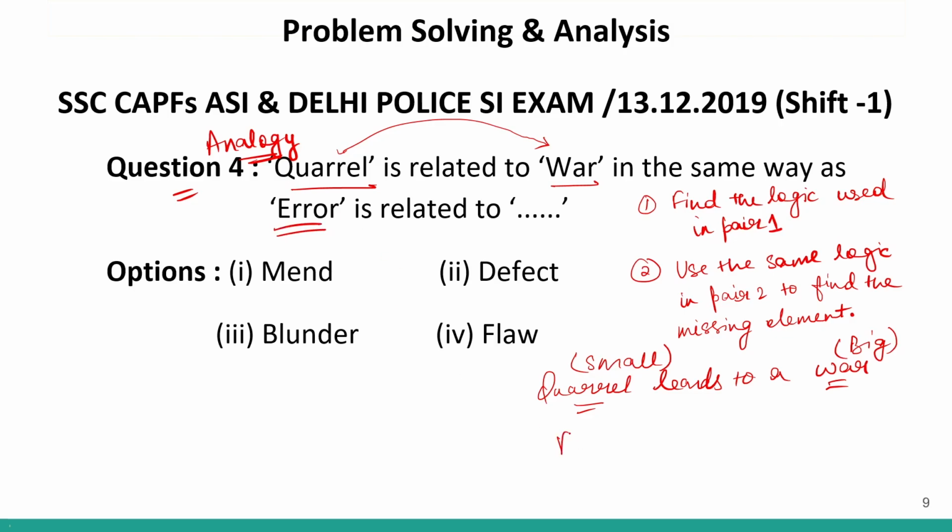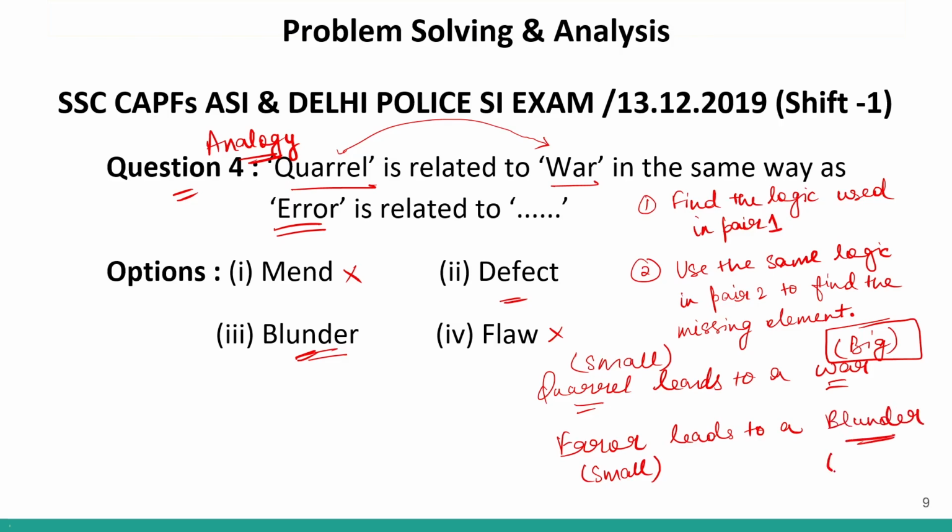Similarly, error can lead to what? Error is a small word, small error, right? Error leads to amend? No. Flaw? No. Defect. Error can lead to a defect. But if you look at these two words, defect and blunder, which of these is used to represent a big mistake? The word used to represent a big mistake is blunder. So error will lead to a blunder because this is a big word. So logically the correct answer will be option number 3, blunder.